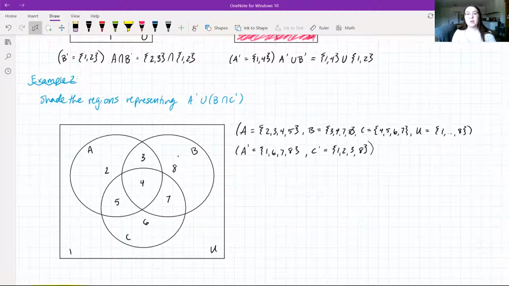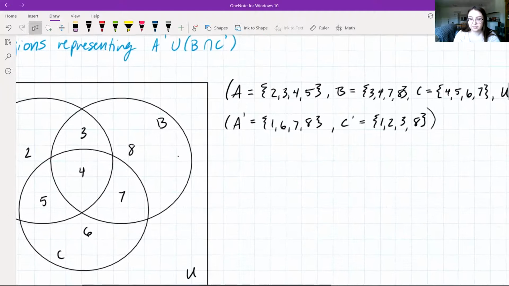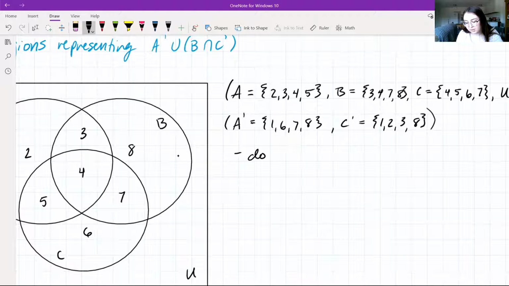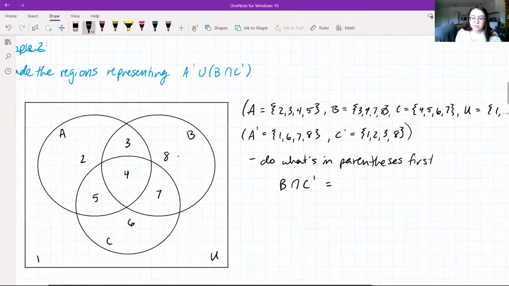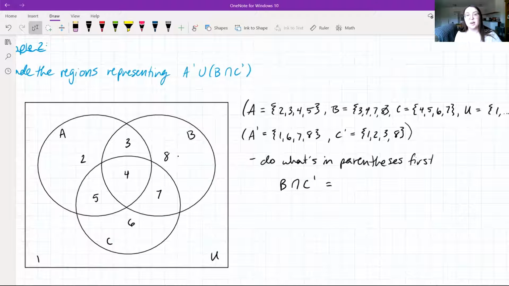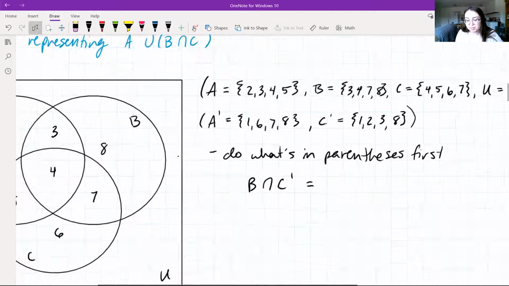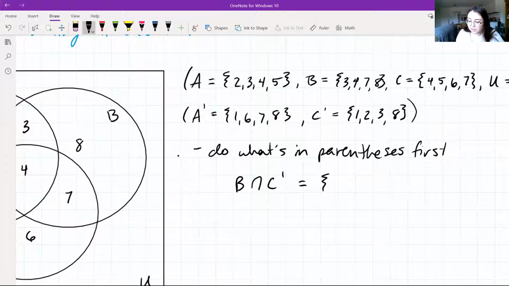Okay, so now we found the set of each of these regions. So we're going to do what's in our parentheses first. So let's do B intersect C prime. So we know that these values are going to be just the values that they share. So let's write them out. So we know B is going to be 3, 4, 7, and 8.